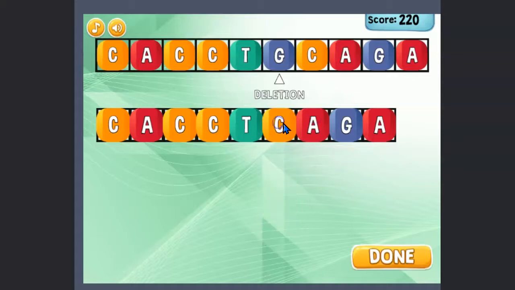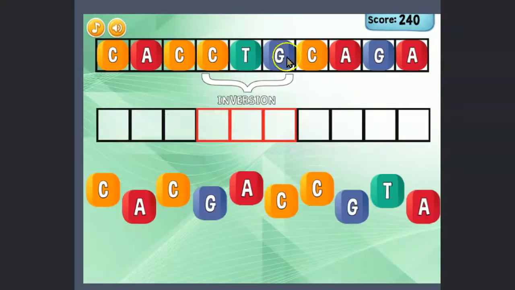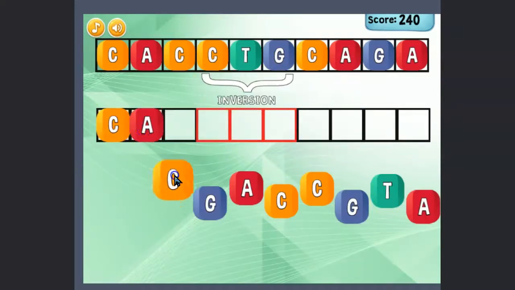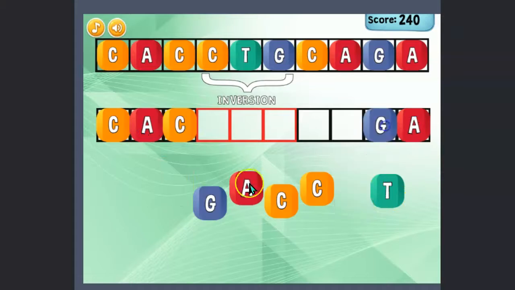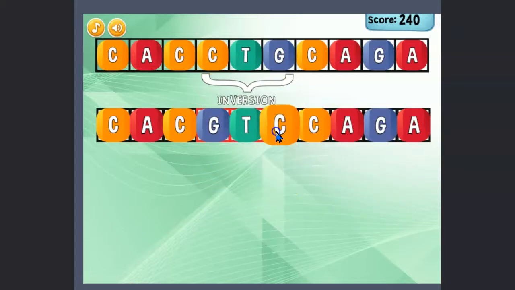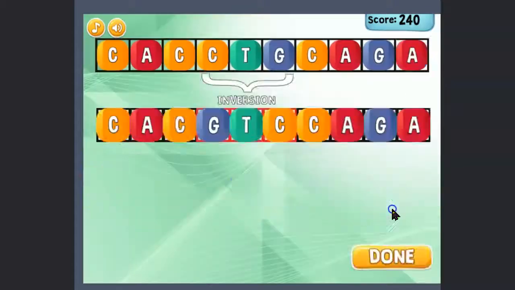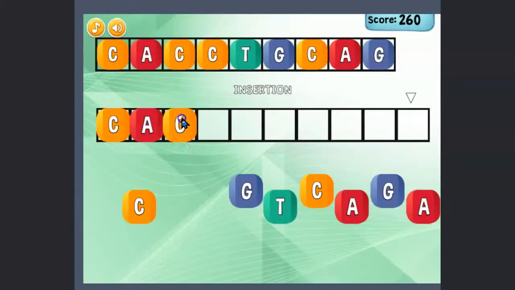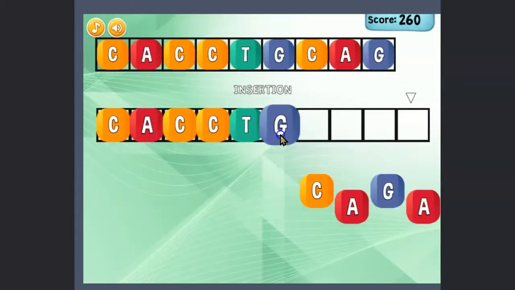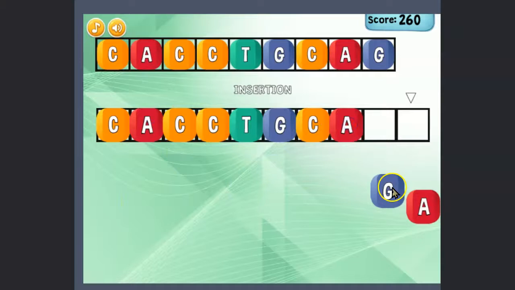Another mutation is an inversion. That means it's backwards. Instead of CTG, it's going to be GTC, but the rest will be a match. And then an insertion adds a little something extra that wasn't there before, an extra little one to the end.